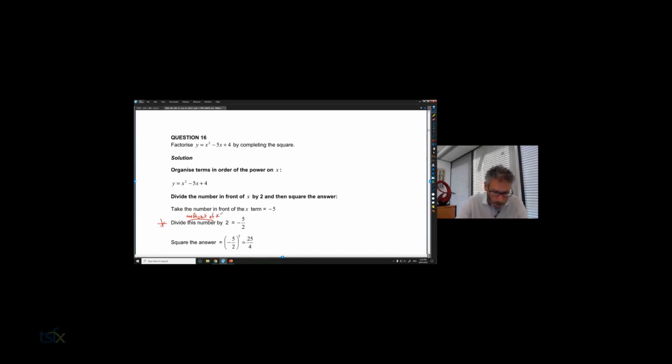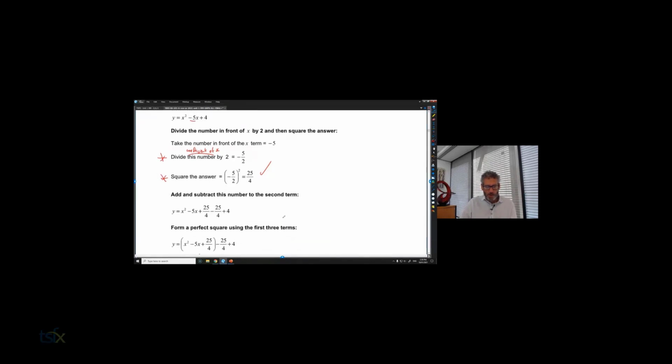So the coefficient of x up here is -5. Divide that by 2, you get -5 on 2. Square the answer, 25 on 4. Fantastic, exactly right. Now what you do is you add and subtract this to the second term. This is a really good method you've got here on the screen. This is the best method there is. So you've got x squared take 5x. After that second term, add 25 on 4 minus 25 on 4. So remember, you're adding 0 to the equation, while we bother, because it helps us out when we keep going.